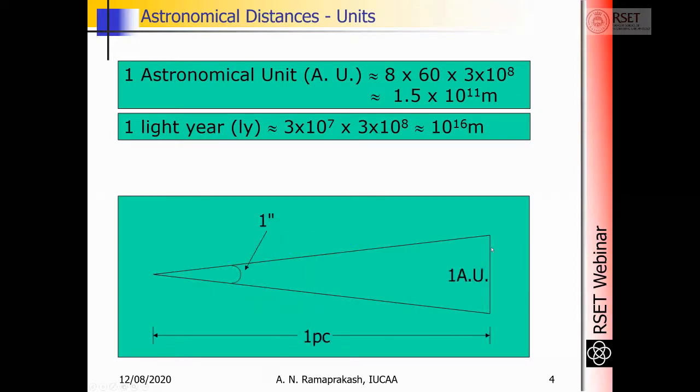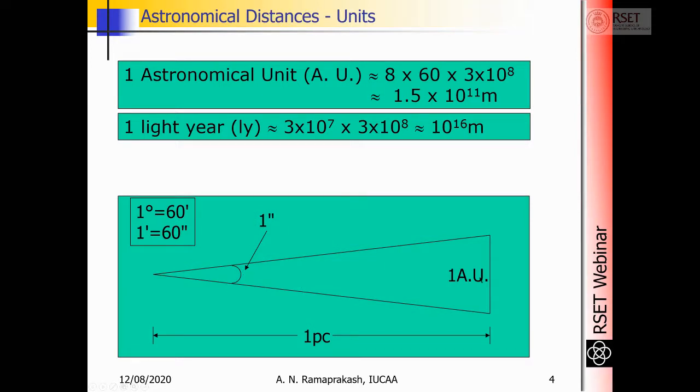Now, if I take a stick which is 1 astronomical unit in size, and define how far away I have to go so that this angle subtended is just 1 arc second. Now, 1 degree can be divided into 60 arc minutes. 1 arc minute can be divided into 60 arc seconds. So just like time is divided, 1 hour into minutes and minutes into seconds, degree into arc minutes and arc minutes into arc seconds. So an arc second is a very, very tiny angle.